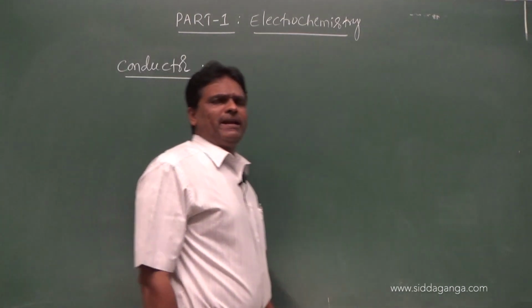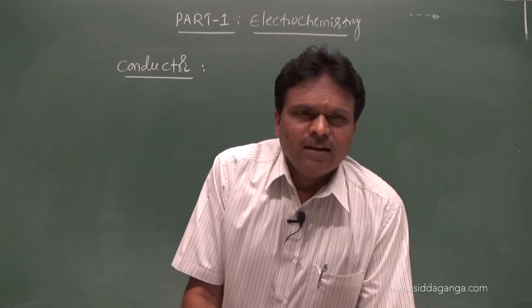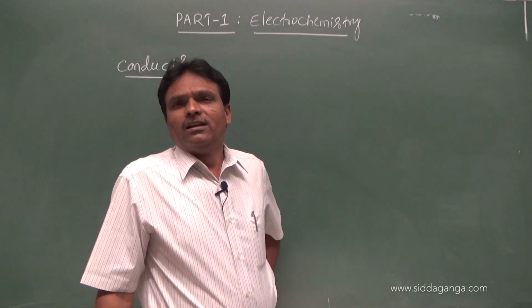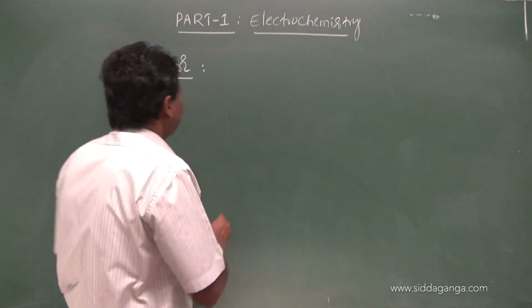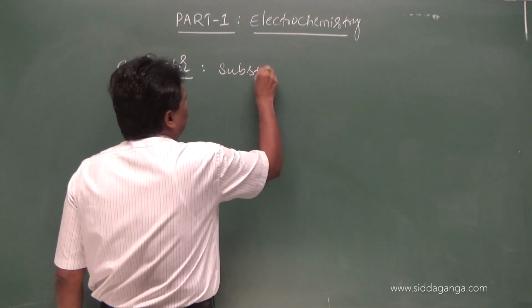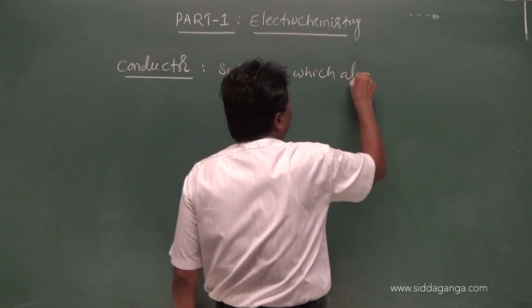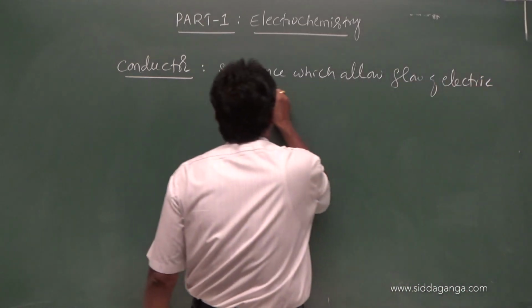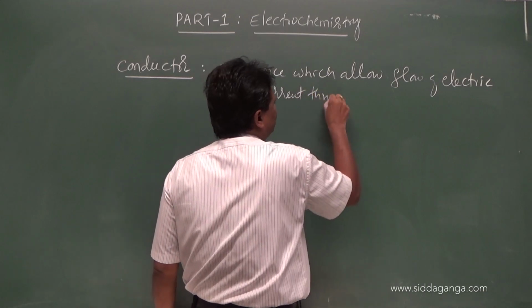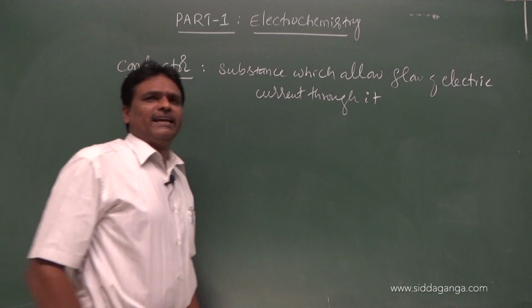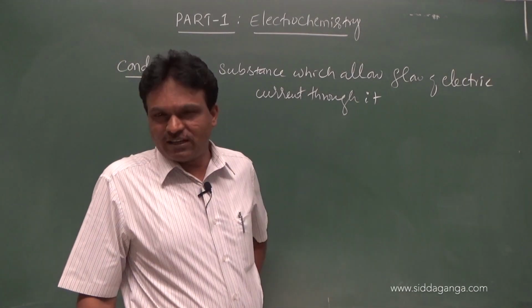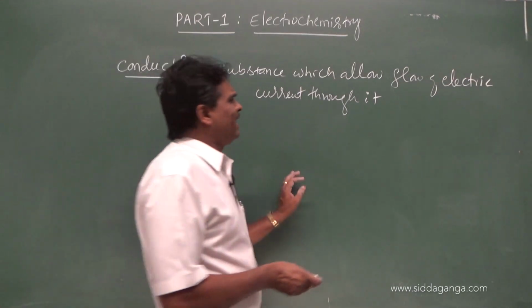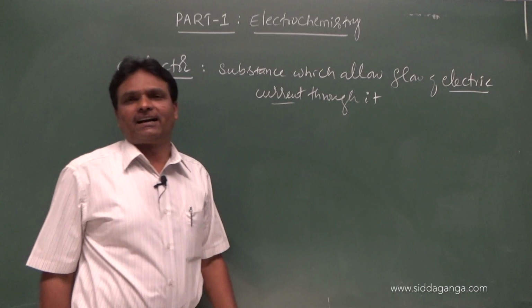So what is meant by a conductor? Usually, you say, the substance which allows the flow of electric current through it, that is called a conductor. The substance which allows the flow of electric current through it. Electric current, you immediately say, involves the movement of electrons. We will come to that later.